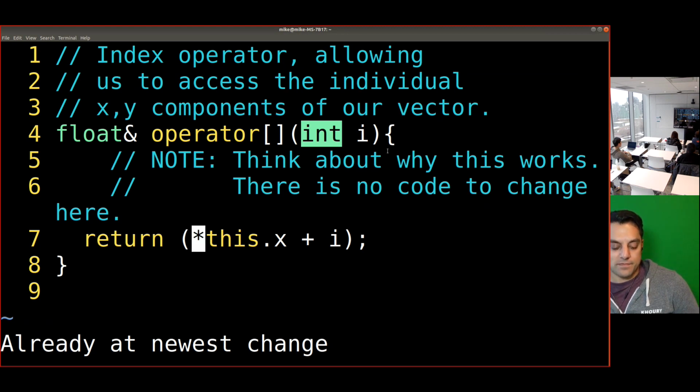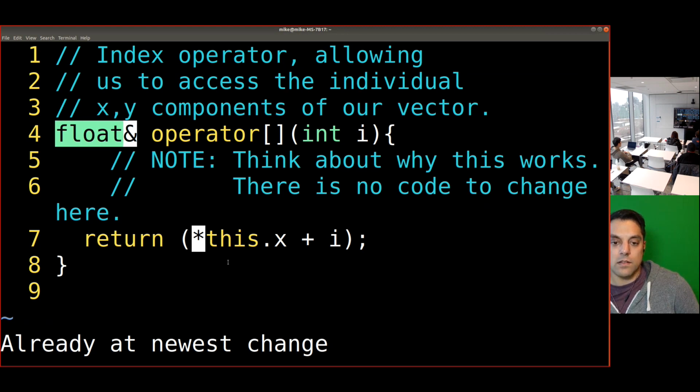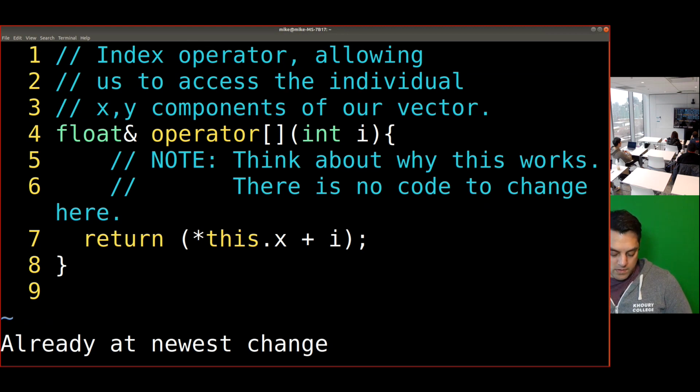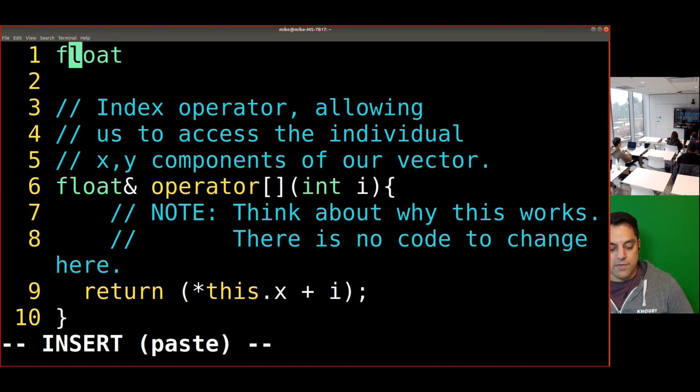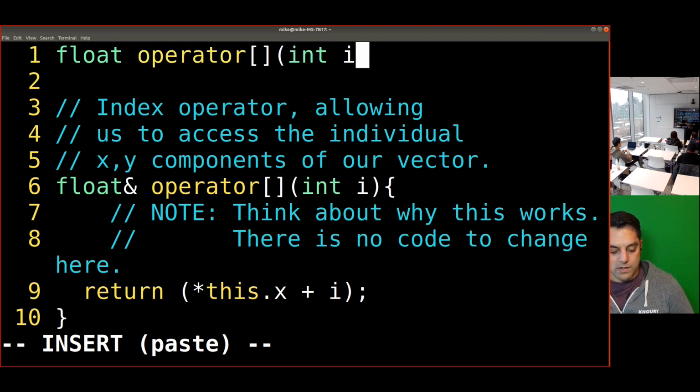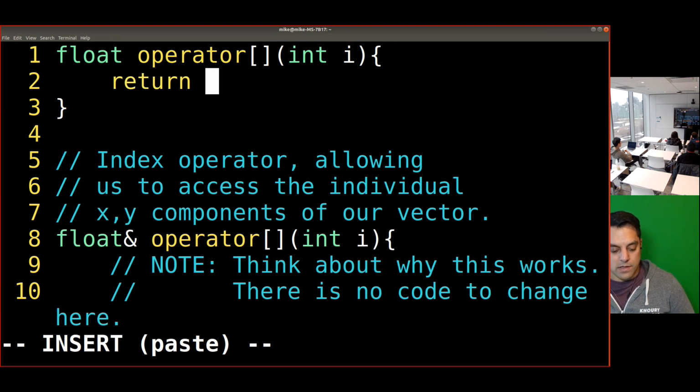Awesome. And also, so you're saying that this is a very optimized, efficient way of doing this access of value. But can you show us an example of relatively not as efficient of a way of accessing the data? Yeah. So if we were just doing like float operator int i, return 7, something like that, or now I actually don't know.